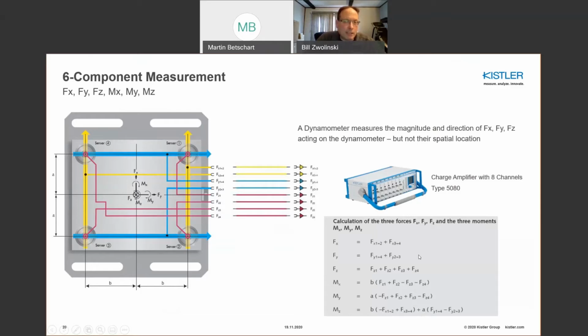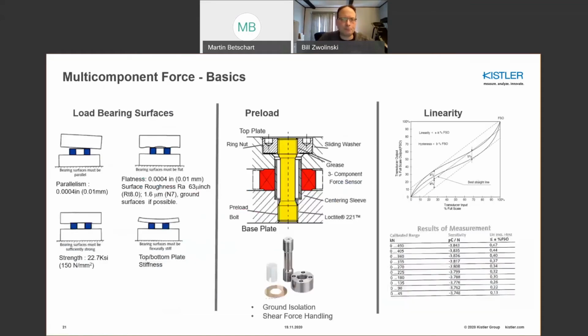What that means is you can take these outputs of the dynamometer and directly compute the forces and moments in software, or you can use a charge amp, which has an integral summing calculator that can output 6 analog voltages that implement these equations in analog circuitry. So there are a couple of different ways of going about it.